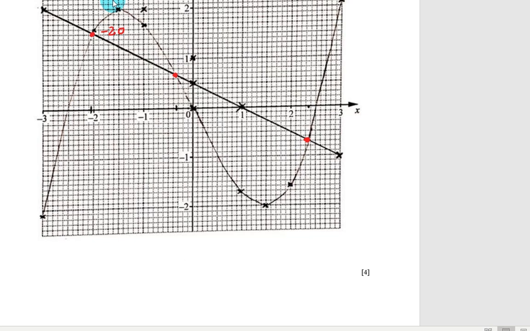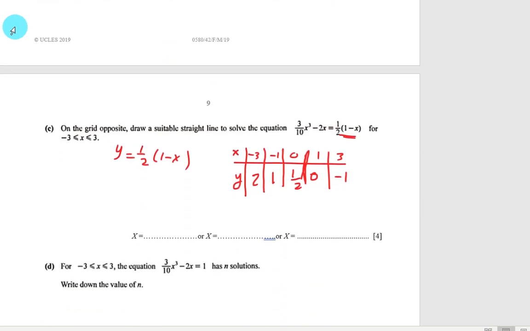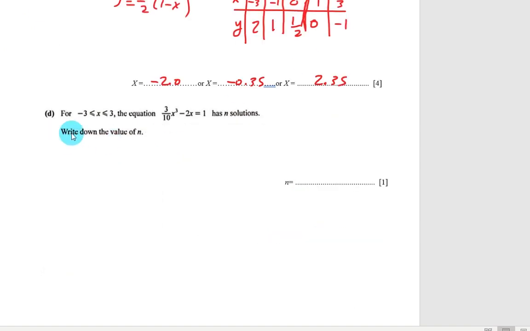And then here x is equal to minus 0.35 approximately, and then here at this point, x is equal to 2.35. So the answer is x equal to minus 2, x equal to minus 0.35, and x equal to 2.35.